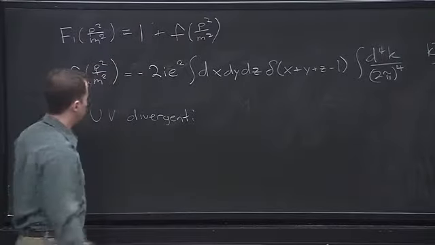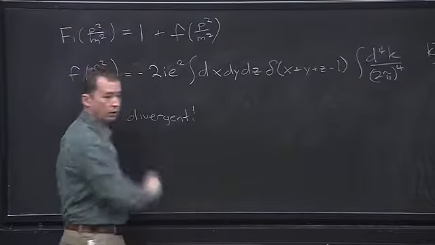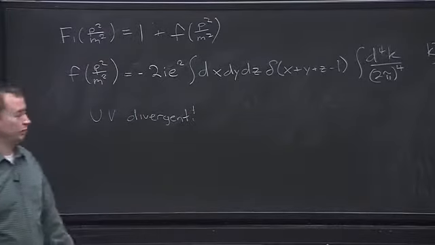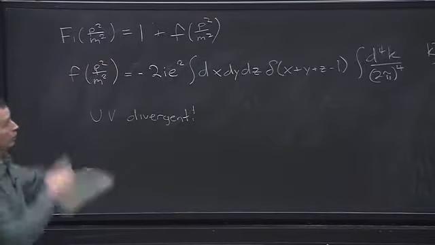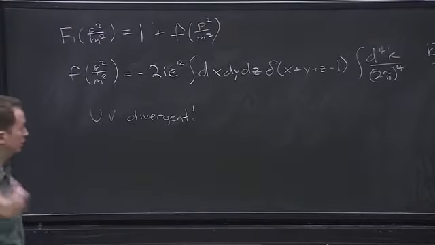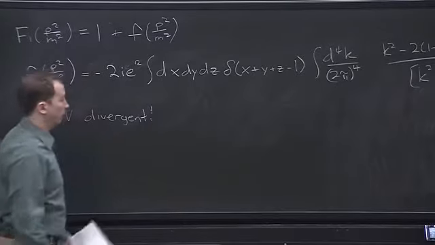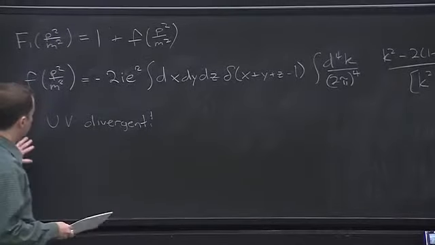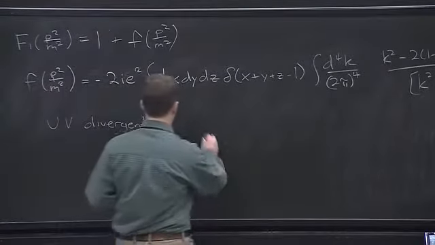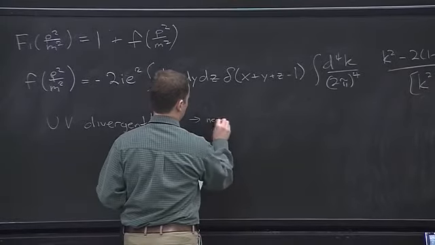And that should be absolutely no surprise to you. Tabor told you that this diagram has a UV divergence. He calculated using dimensional regularization what counter term we need to cancel this off. So this is absolutely no surprise. So we need a counter term here to renormalize this theory.